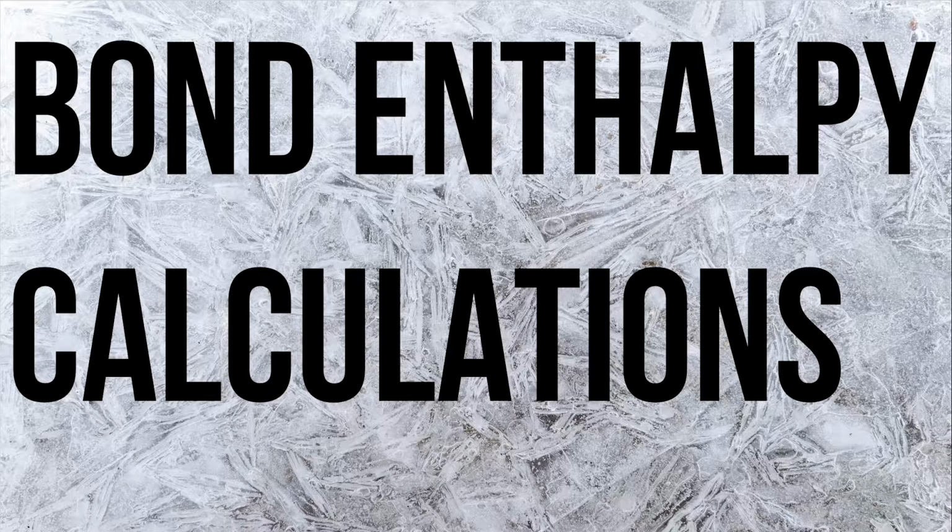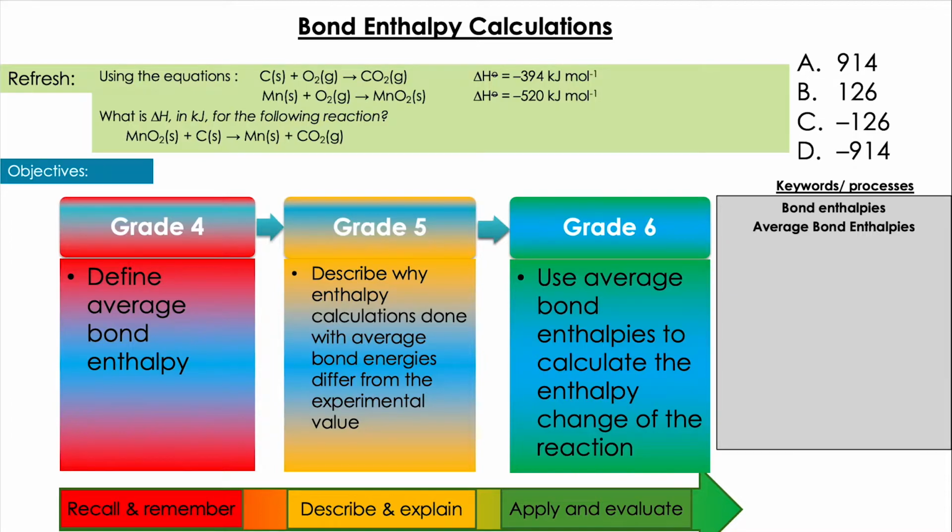In this video, we're going to be looking at bond enthalpy calculations. We're first going to define what average bond enthalpy values are, where we can find them in the data booklet, and then we're going to use them in some calculations, as well as look at some of the drawbacks of using them. But first, try this refresher question based on the video that we did on Hess's law. Pause the video and have a go.